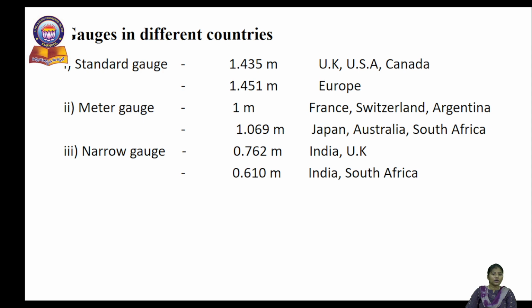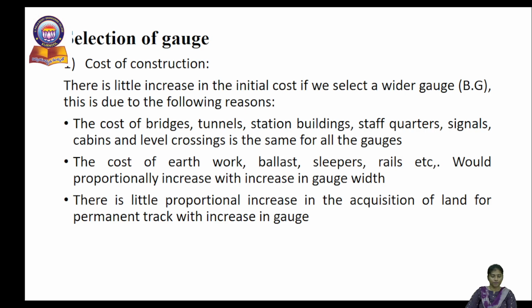Next, what are the different types of gauges adopted in different foreign countries? Here it is given as UK, USA, Canada, Europe, France, Switzerland, and Japan. Different foreign countries use different types of gauges, that is standard gauge, meter gauge, narrow gauge, and the corresponding gauge length is given in this slide.